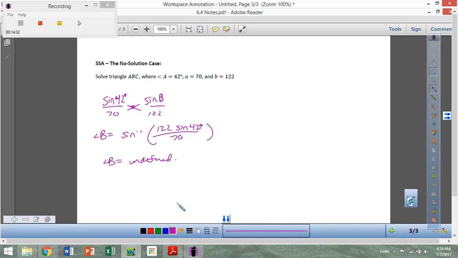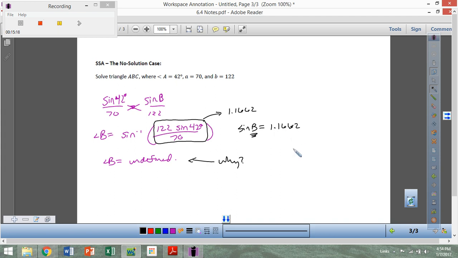Now, that's enough to tell you that this doesn't exist, but I'm going to ask you, why does it say that? Why would it tell me that angle B is undefined? To explain that, I just want to look at the value of just this stuff, not what the inverse sine of that is, but just that stuff. If I do 122 times the sine of 42 degrees and I divide by 70, I get 1.1662. And so what I'm really looking for is, what angle B has a sine value of 1.1662? What angle has a sine of that?